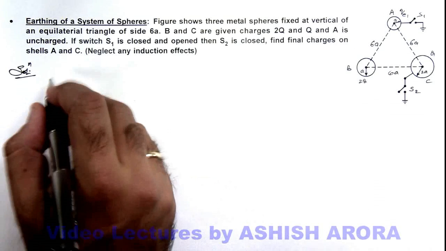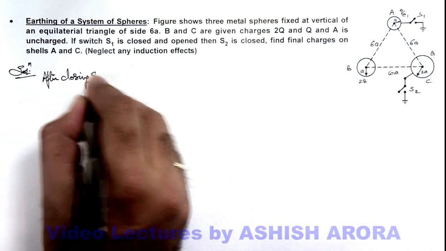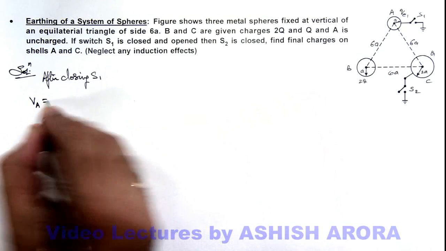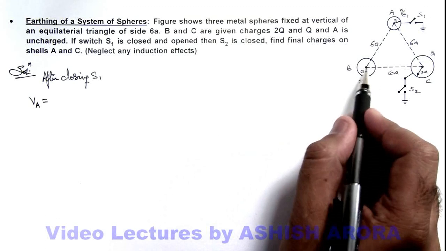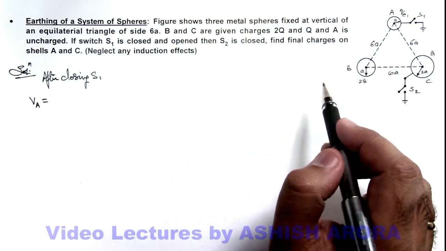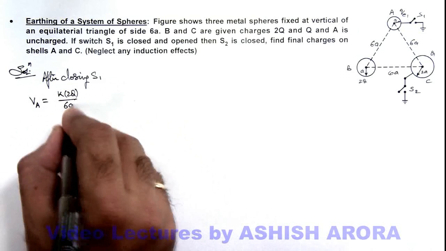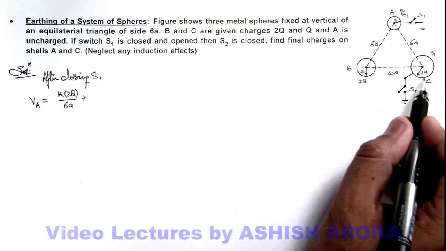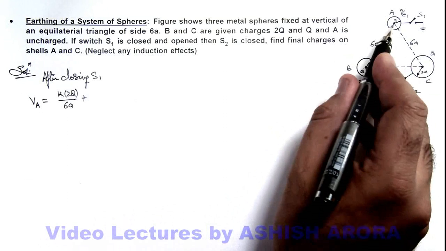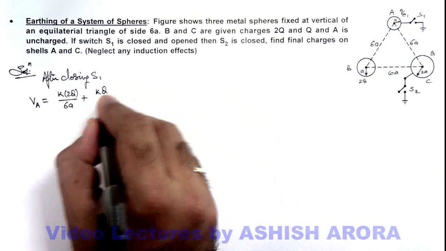So here I can write, after closing S1, if we write the potential of a spherical shell A, we can see due to the shell B, which is having a charge 2Q, the potential at the center of A will be K2Q by 6A. Plus, due to the spherical shell C, again as it is at a distance 6A from A, we can consider potential due to C on A is KQ by 6A.